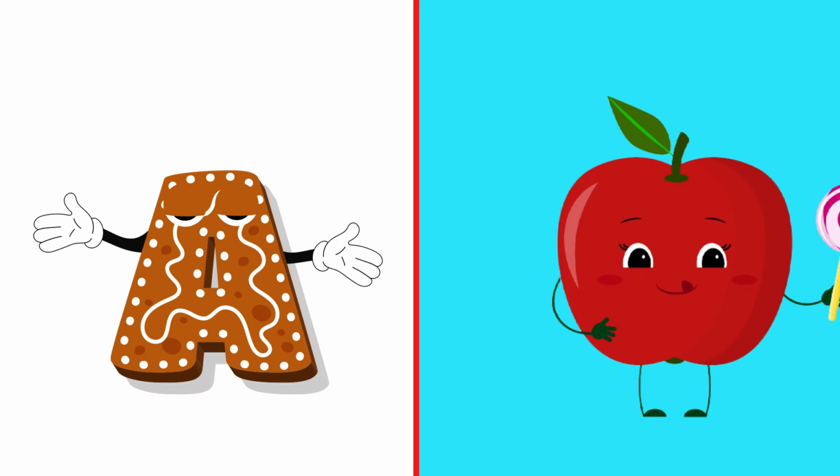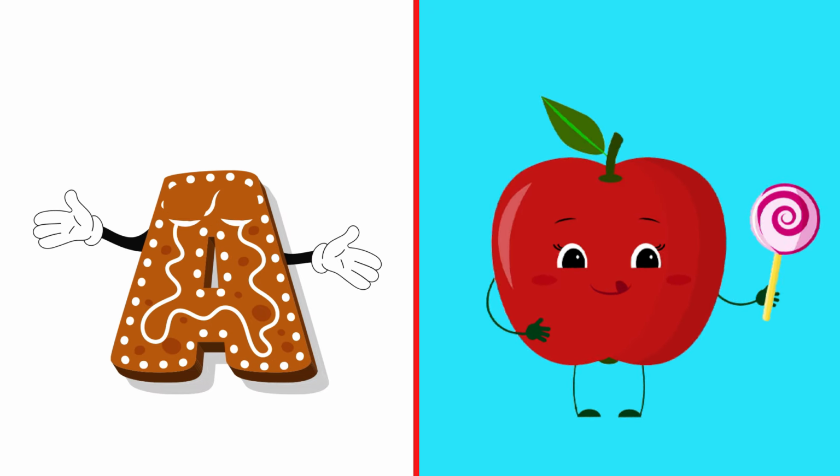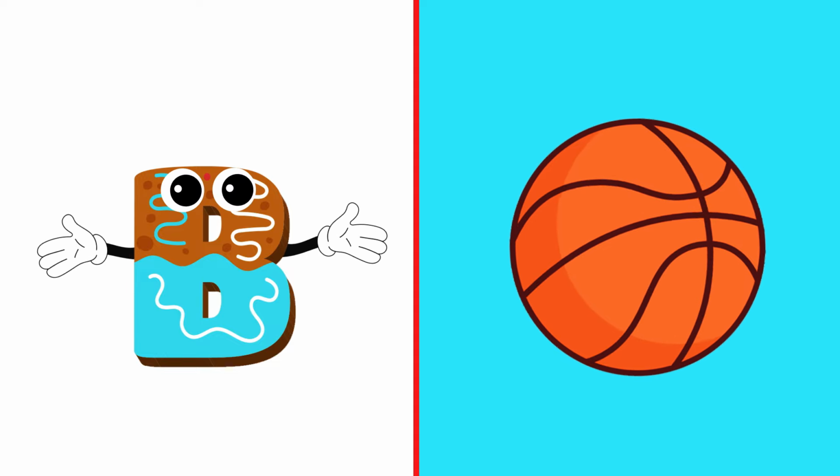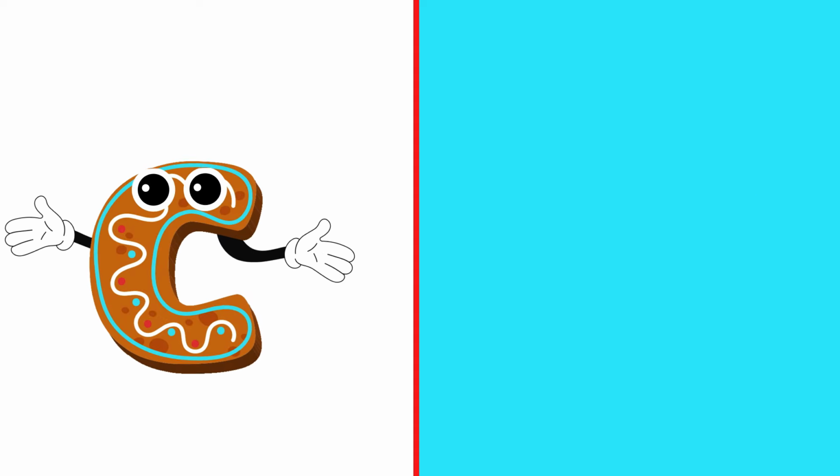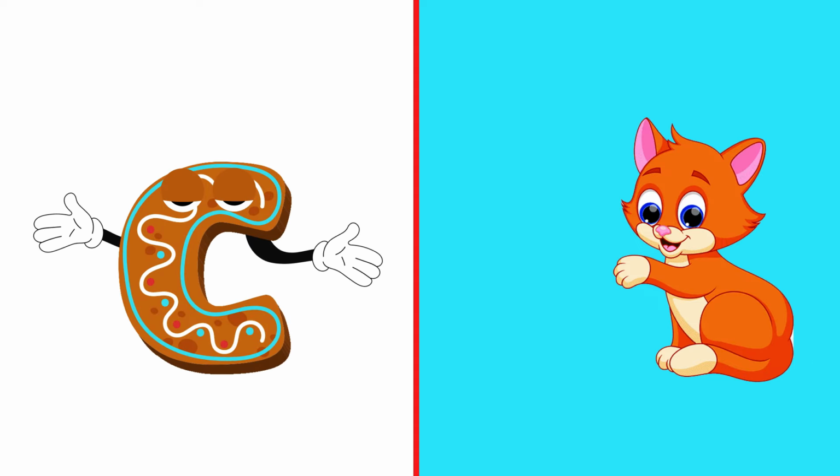A is for apple, a, apple. B is for ball, b, ball. C is for cat, c, cat. D is for doll, d, doll. E is for elephant, e, elephant. F is for frog, f, frog. G is for goat, g, goat. H is for hand, h, hand.